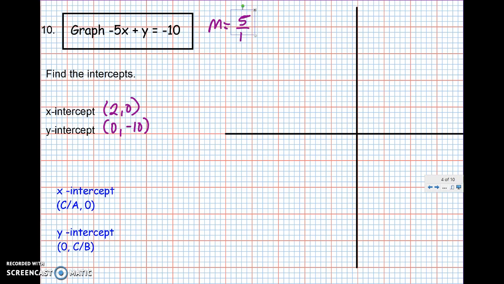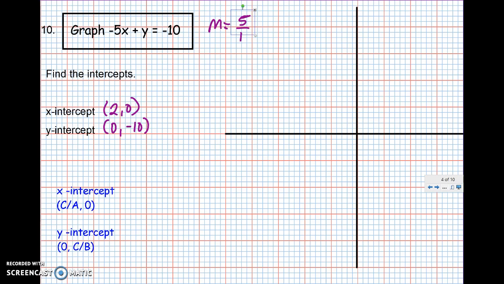If you can find one intercept, at least you can use the slope to find another intercept. And worst case scenario, you can graph a fraction. It's not going to be as accurate because you're kind of estimating where it is on the line, but you can definitely graph a fraction. So now I'm going to graph my intercepts.